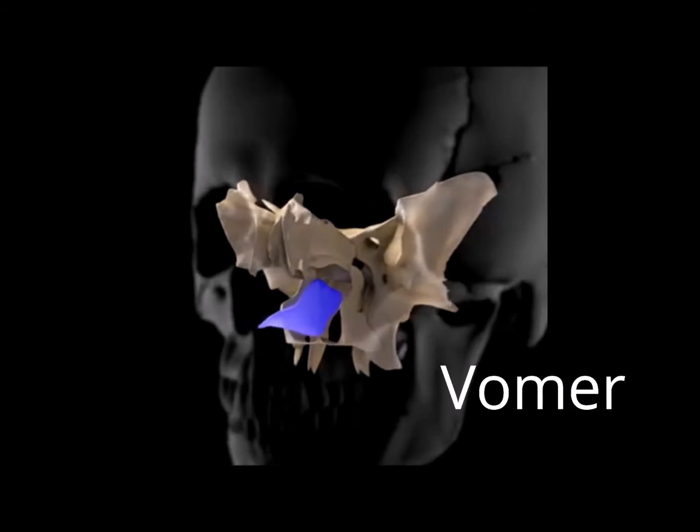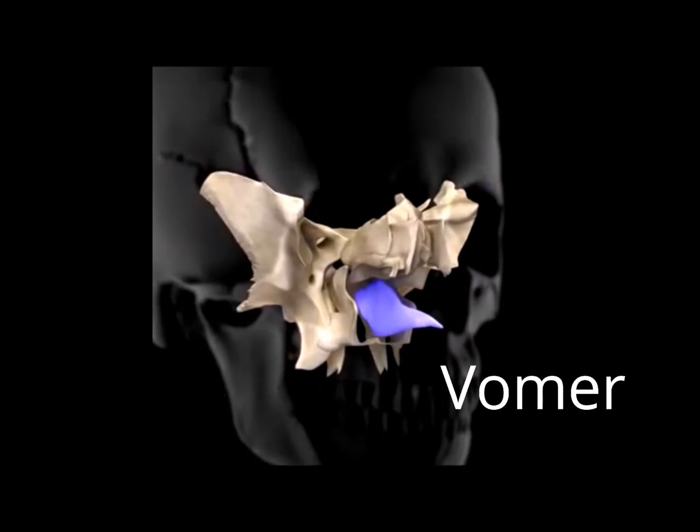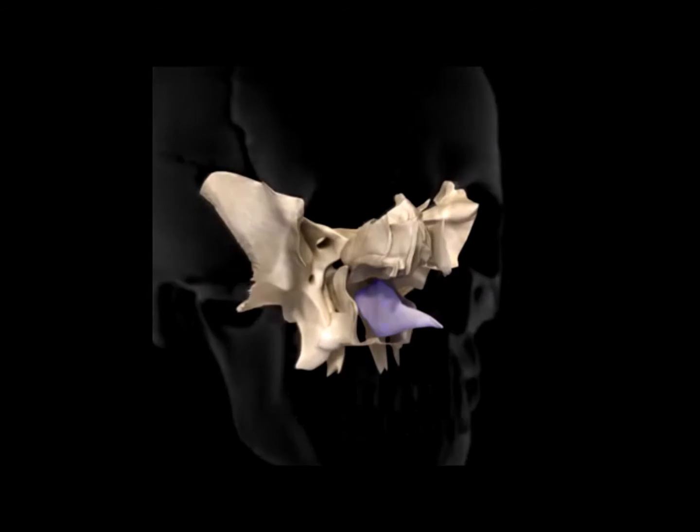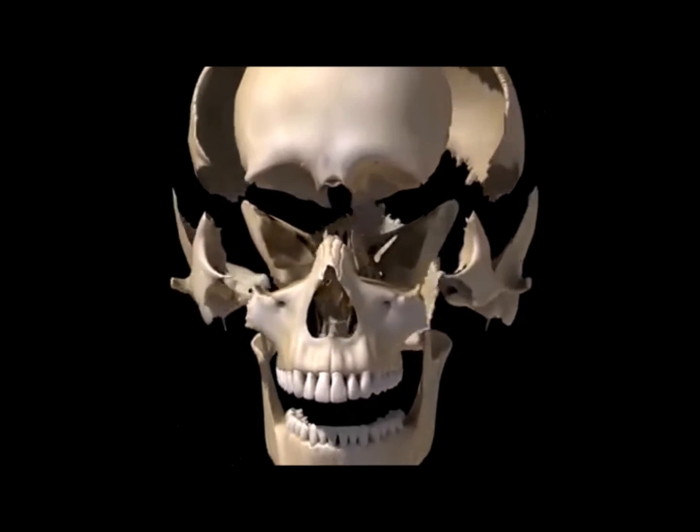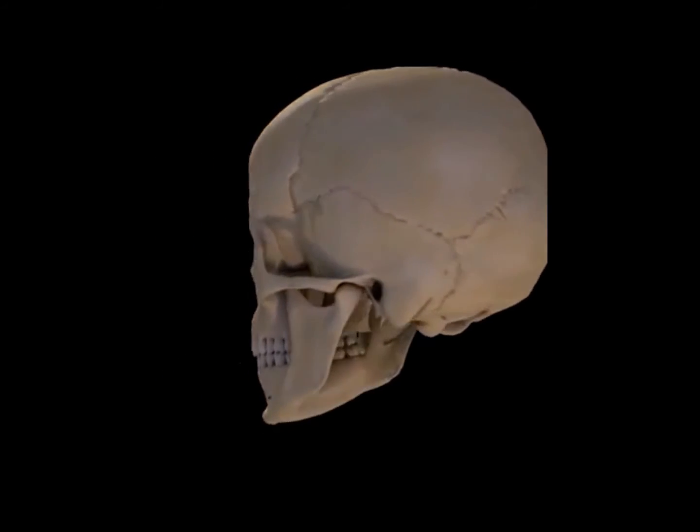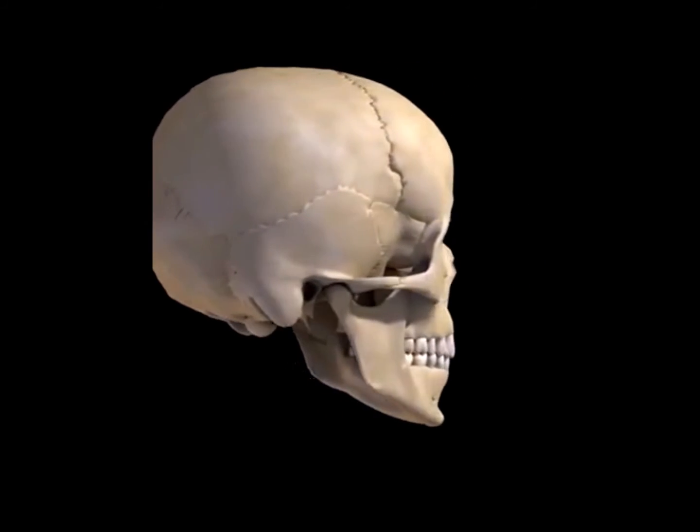The vomer is an elongated, plow-shaped bone that forms the inferior and posterior part of the nasal septum. The internal and external skull bones articulate precisely, forming an intricate structure perfectly suited to its functions.